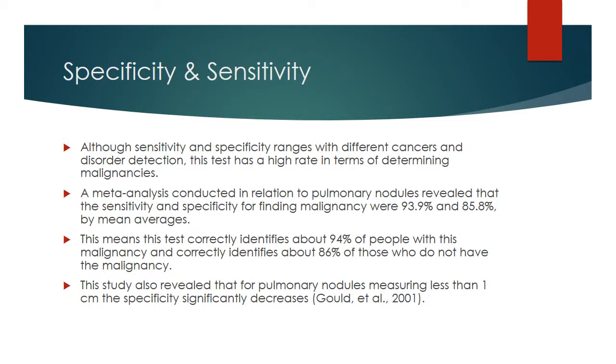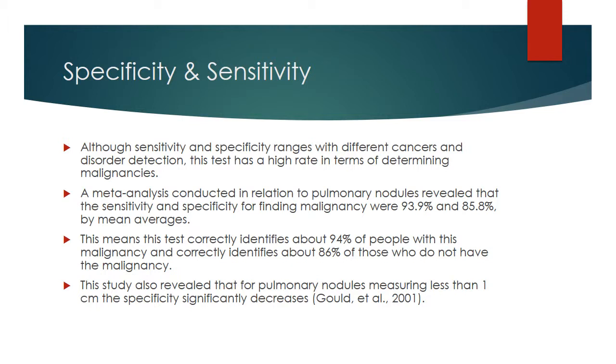The specificity and sensitivity of this test range with different cancers and disorders, but it does have a high rate in terms of determining malignancies. A meta-analysis conducted in relation to pulmonary nodules revealed the sensitivity and specificity for finding malignancy in these patients were 93.9% and 85.8%, which is pretty high. It's a pretty sensitive test. The test correctly identifies about 94% of people with this malignancy, and that is very great. And it correctly identifies about 86% of those who do not have malignancy.